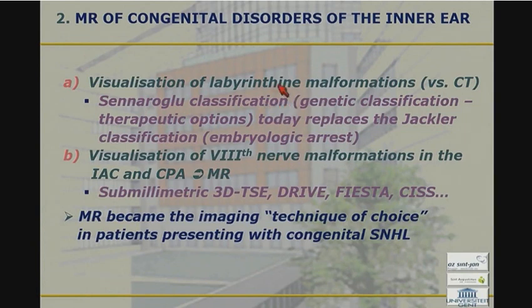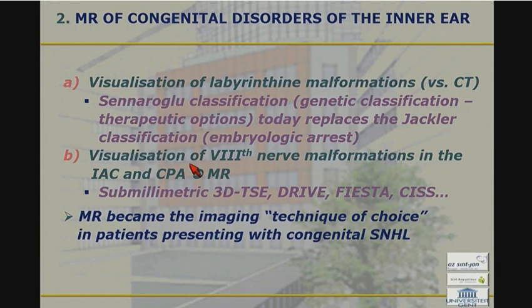Now, in the inner ear, of course, MR has a much higher impact. And what we will do, well, we will look for the visualization of labyrinthine malformations. Okay, CT can do that as well, but today we use also MR. There are two classifications that you should know. The old one is Jackler's classification, where we look at the embryological arrest. So when something goes wrong in the embryology, it stops growing and you have severe malformations. But today we know that most of the malformations are genetic. And that's a new classification you should know, the Sennaroglu classification, which is much more clinically driven.